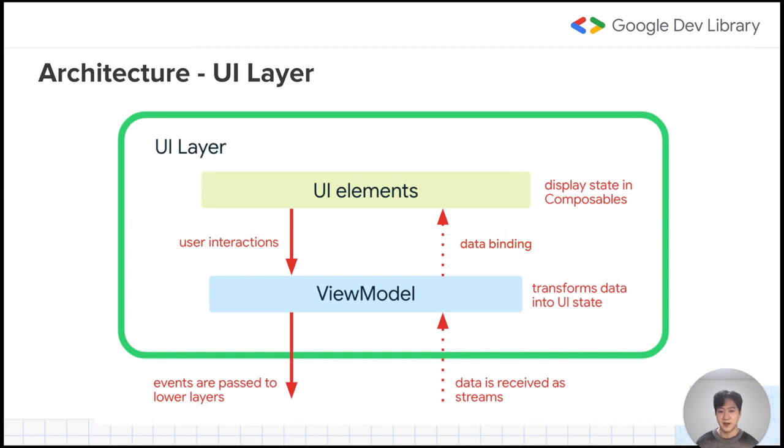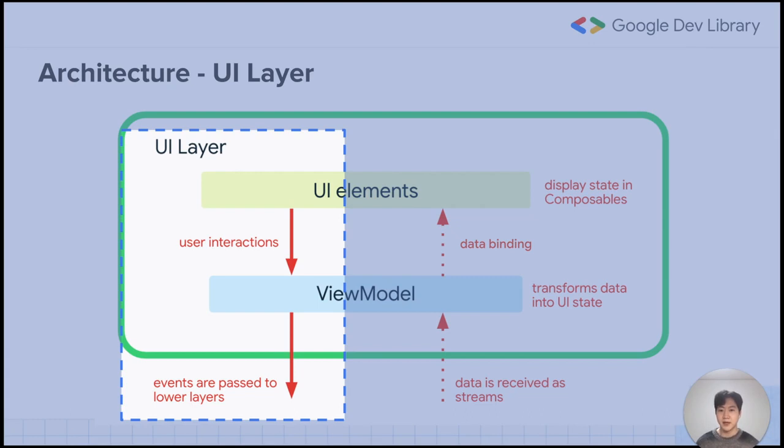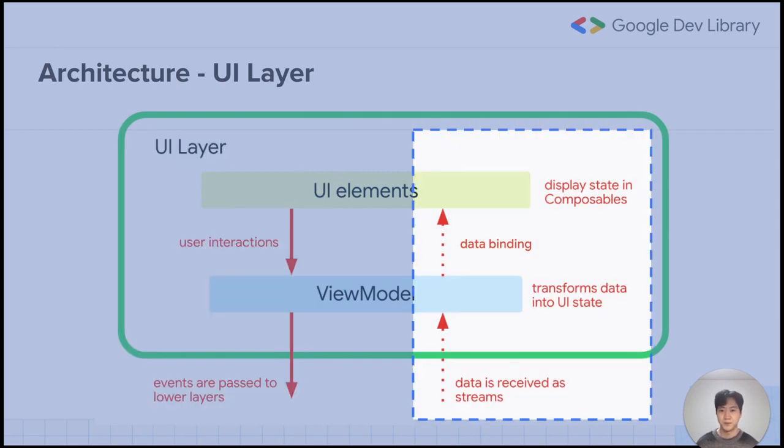Firstly, let's look into the UI layer. UI layers consist of UI elements that can invoke user actions, such as buttons and checkboxes. If UI elements invoke a user interaction, the event will be passed to a ViewModel, and the ViewModel passes the events to lower layers, such as domain or data layers. ViewModel also receives data streams from the lower layers and transforms data into bindable data that can be easily observed from the UI elements. Then UI elements configure the screen following the bindable data.